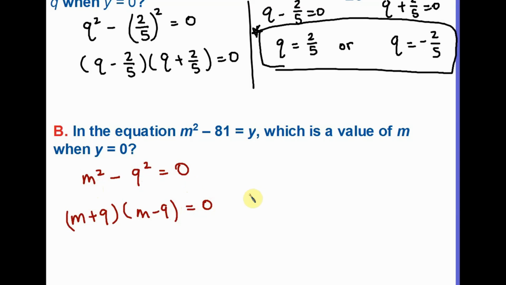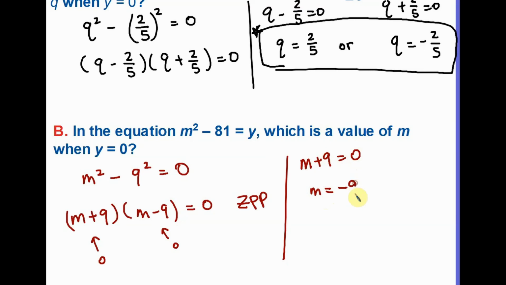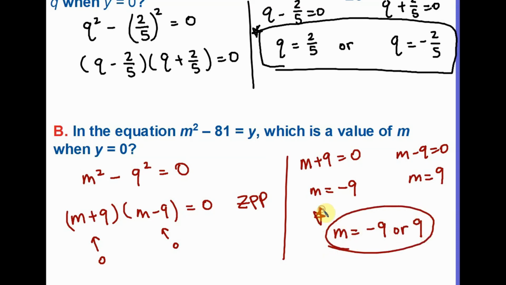In that case, we're using ZPP. I have to have this one equal to 0 or the second term has to equal 0. m plus 9 is equal to 0 if m is equal to negative 9. And the next one, m minus 9 is equal to 0 if m is equal to positive 9. So I know if m is equal to negative 9 or positive 9, this will be the answer to make y equal to 0.